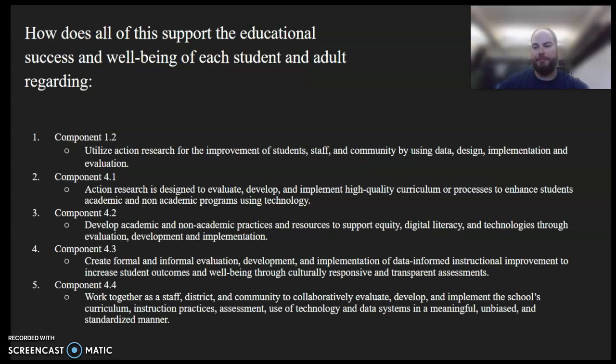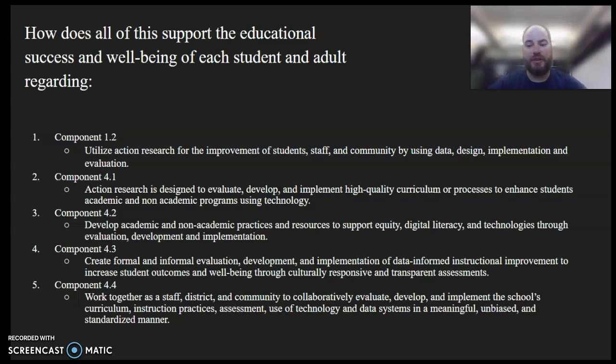So looking at the different components of action research here, component 1.2 is to utilize action research for the improvement of students, staff, community by using data design, implementation, and evaluation. Component 4.1 is action research is designed to elevate or evaluate, develop, and implement high-quality curriculum and process to enhance the student academic and non-academic programs using technology. That's a big one for us with it being online.